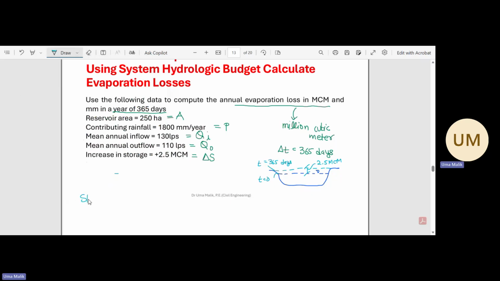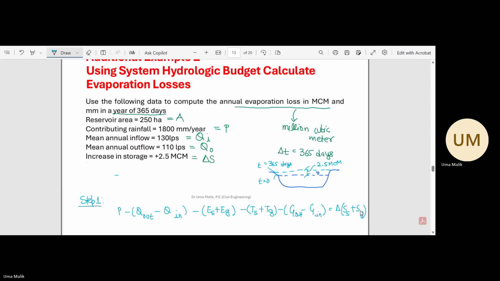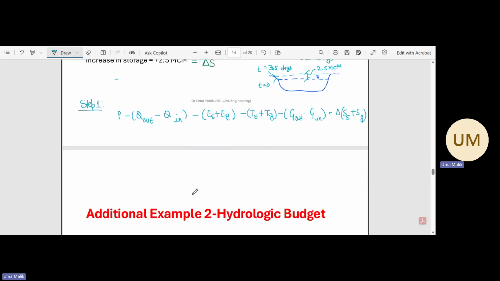So step 1, using my system hydrologic budget equation, I can write it as P minus Q out minus Q in minus ES plus EG. It is from the previous slide. So TS plus TG, I am writing both the subscripts, S and G, which we know are surface water and groundwater. So this is your equation.